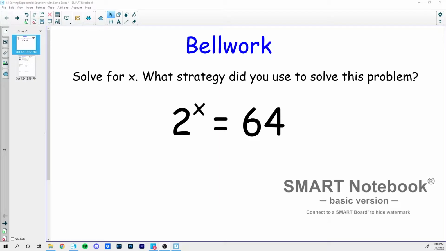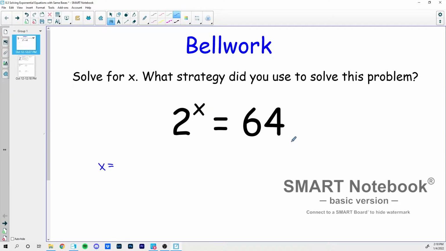What we're going to focus on in this lesson is solving what's called an exponential equation. Take a look at this for just a second. We're attempting right now to figure out what x is. So what is the value for x? What does x equal in this equation? Take a second, look at it, think about it. What strategy are you using to think about how to solve this?